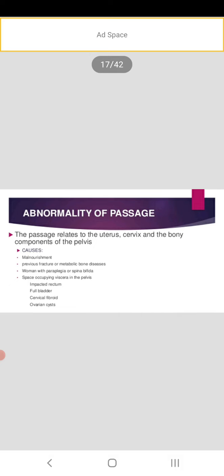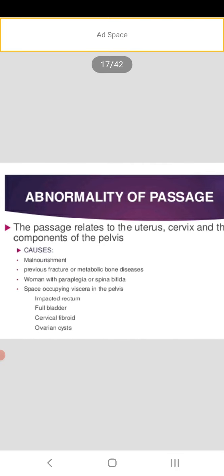Then causes: malnourishment, previous fracture or metabolic bone disease, women with paraplegia or spina bifida, space occupying viscera in the pelvis, impacted rectum, full bladder, cervical fibroid, ovarian cyst.